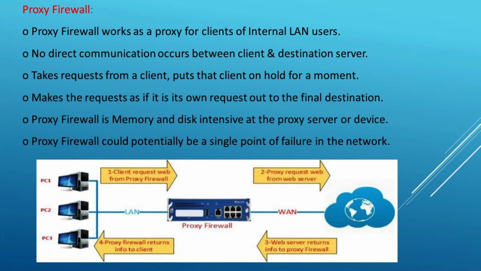Next, proxy firewall. A proxy firewall works as a proxy for clients of internal LAN users. No direct communication occurs between the client and the destination server. It takes requests from a client, puts that client on hold for a moment, and makes the requests as if they were its own requests out to the final destination.